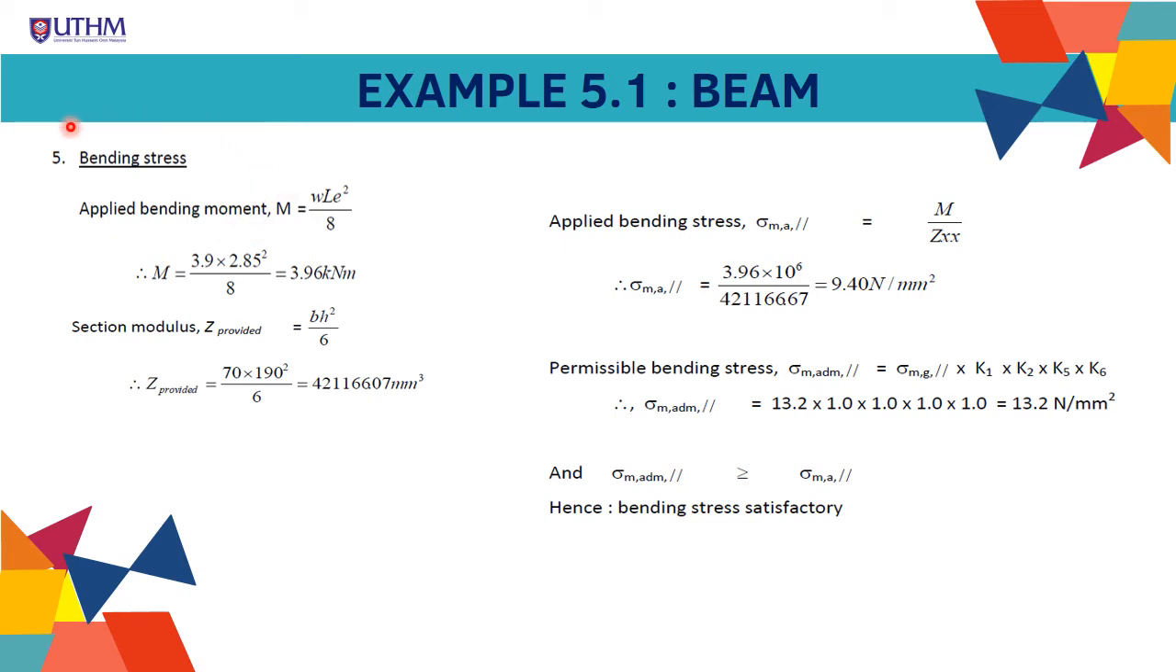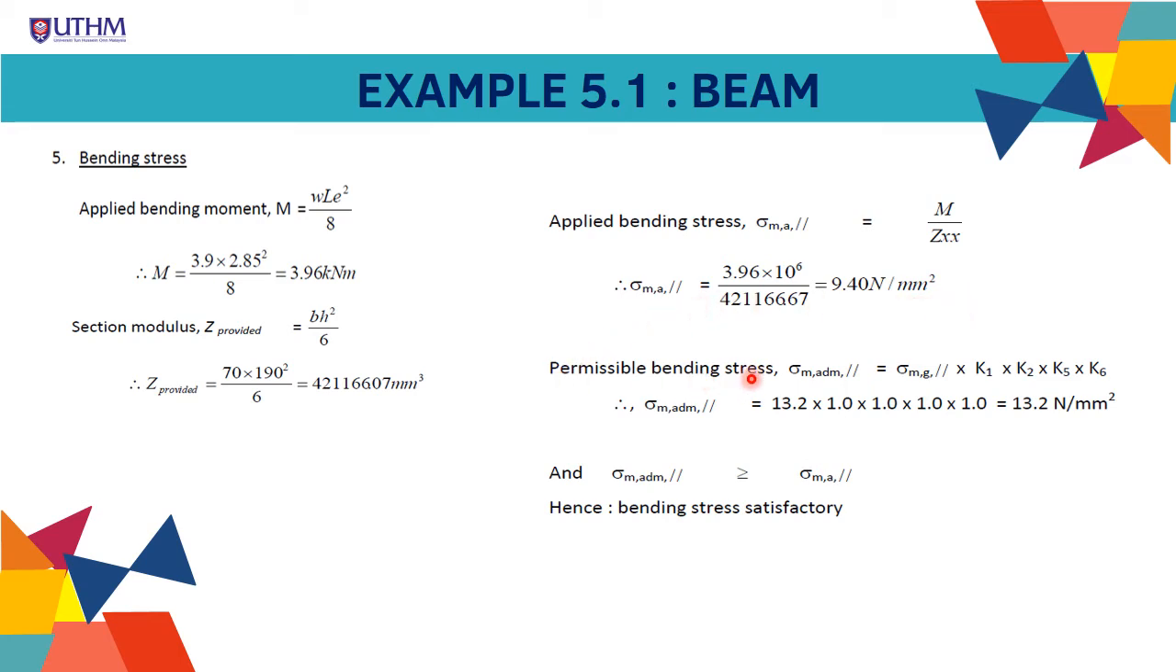First, we check the bending for the beam. We calculate the applied bending moment equal to WL to the power of 2 divided by 8. So L is the effective length. Our applied bending moment is 3.96 kN meter. We calculate the section modulus by BH to the power of 2 divided by 6. The applied bending stress is calculated as M divided by Zxx. Therefore, applied bending stress is 9.4 Newton per millimeter square.